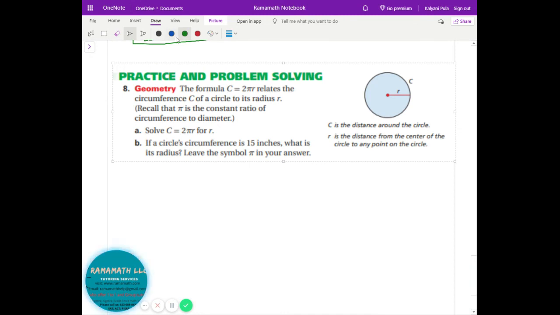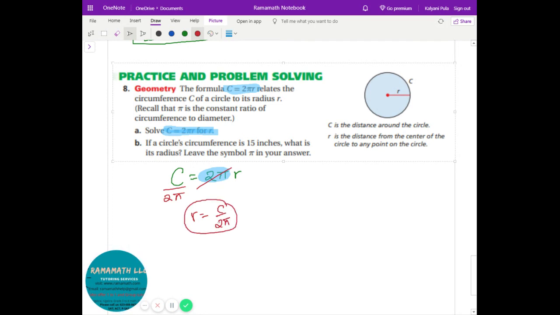Here, this formula is given to us: C equals 2 pi r, the circumference of a circle. Now, what you need is to solve for r. So this is the question right here. Let's look into that. C is 2 pi r, but I'm looking for r, so I don't need the 2 pi. I'm going to get rid of that, so divide by 2 pi. That's it. R equals C over 2 pi.